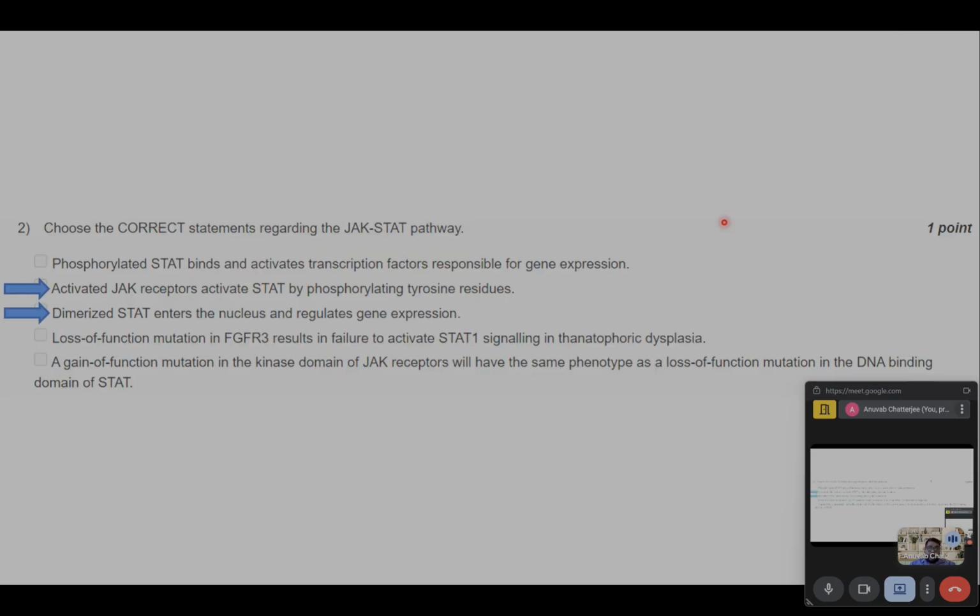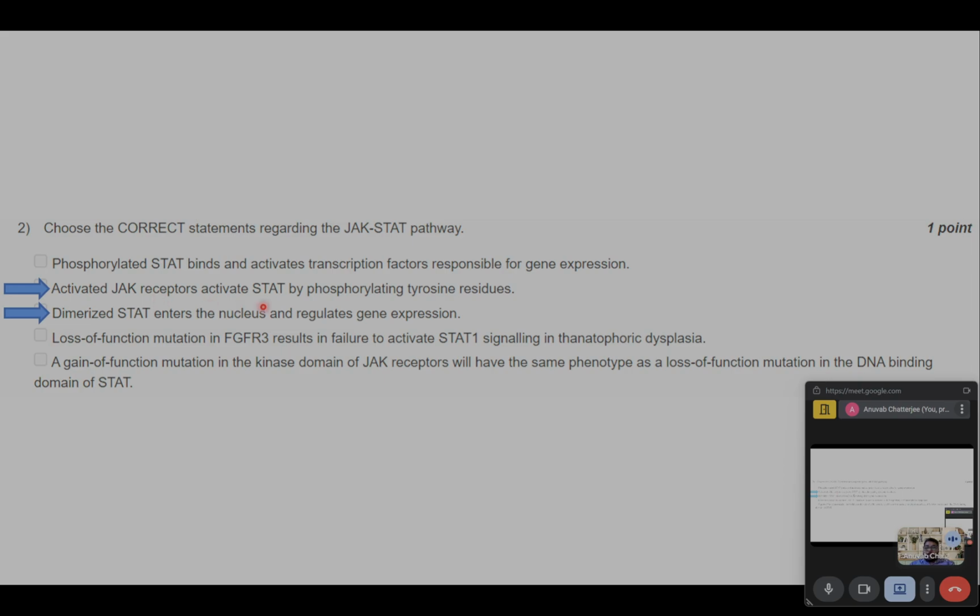So let us look at all the options now. The first option is phosphorylated STAT binds and activates transcription factors responsible for gene expression, but we have just seen that phosphorylated STAT is in itself a transcription factor. It does not activate anything, it goes to the nucleus and does its job by itself. So this option is not true.